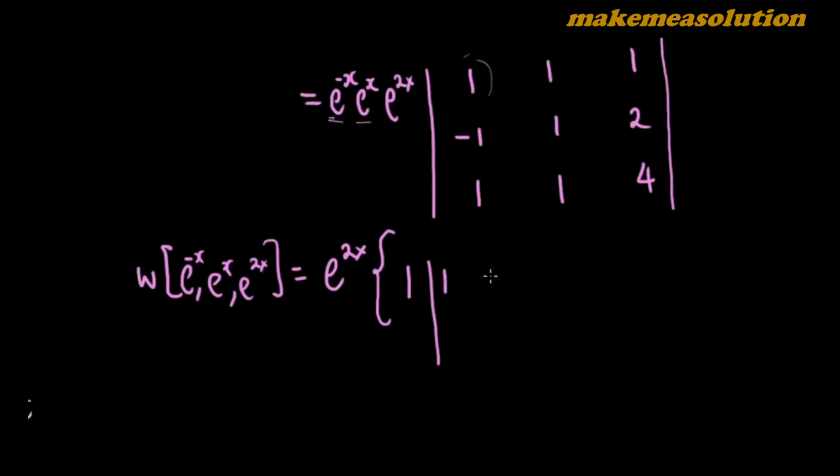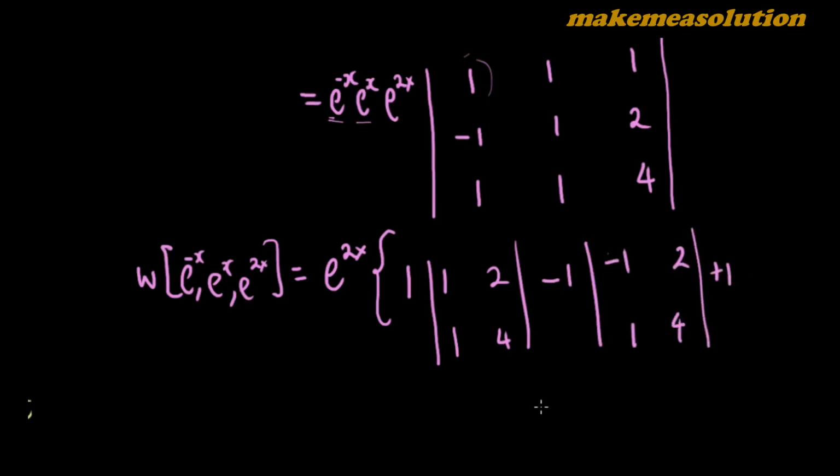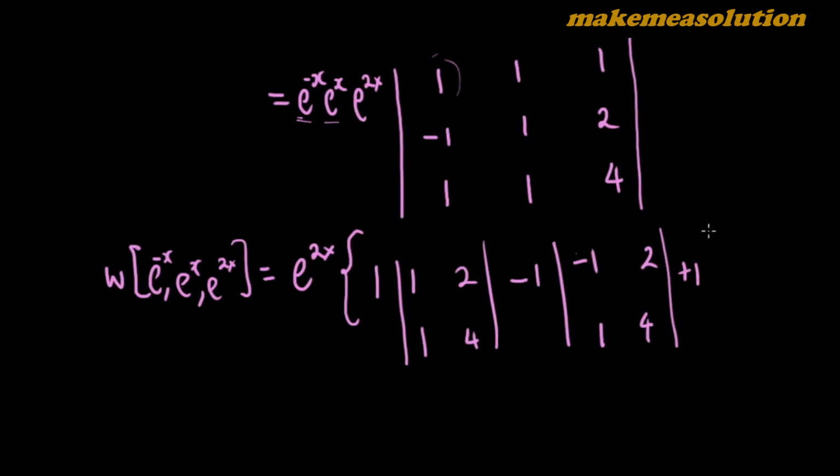So I have 1, 2, 1, 4. Then going over to this one, I have minus 1. Then the minus of this is minus 1, 1, 2, 4. And finally plus 1. And if we take the minus, we'll have this one over here. So you're looking at this whole matrix here. That's minus 1, 1, 1, 1. Is that okay? So let's solve.